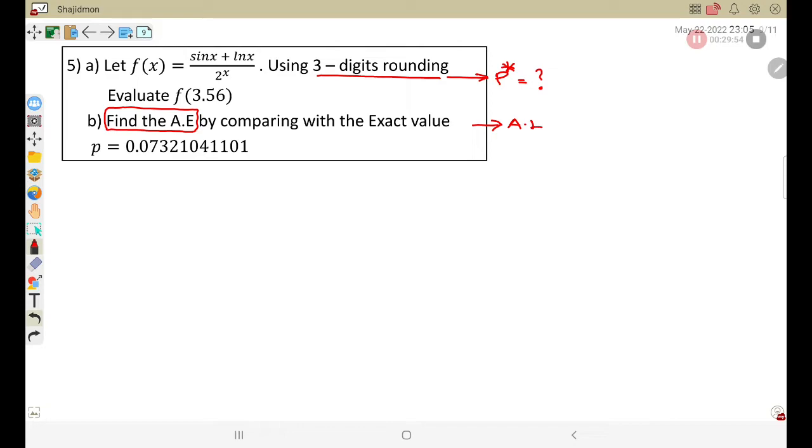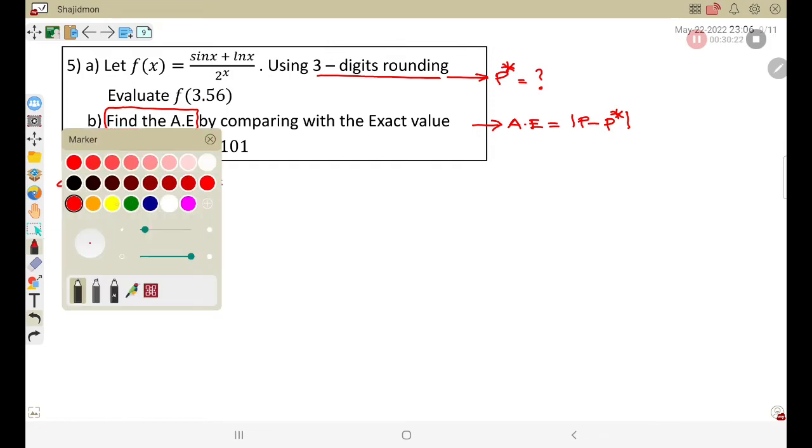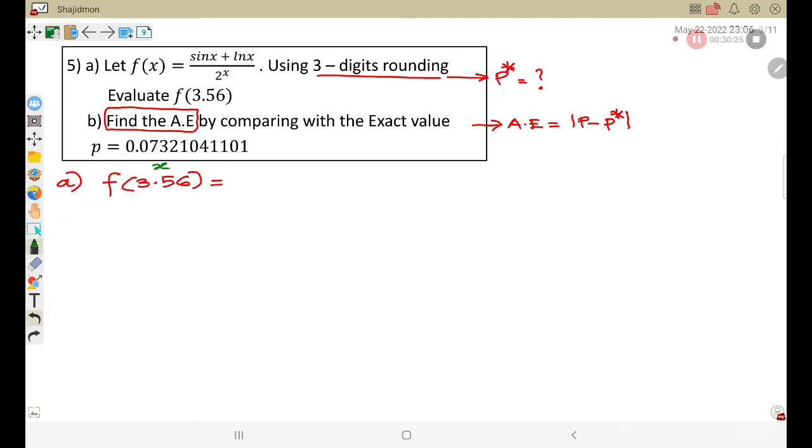Absolute error. What is the rule? Absolute value of p minus p star. The exact value is given: 0.073210411101. Okay, so we will start the question. First the A part, p star, or f of 3.56. f of x is given, so just apply the x number, x equal to 3.56 in our question.